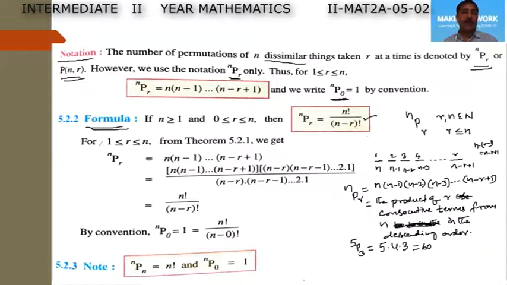So it is mentioned here, for 1 less than or equal to r less than or equal to n, from Theorem 5.2.1. So this theorem is this one. Already I explained that Theorem 5.2.1 in the textbook explains this concept. nPr, the number of ways n different things can be arranged by taking r things at a time, is nothing but the number of ways of filling r blanks with n different things, and that will give this value. So that is mentioned here.